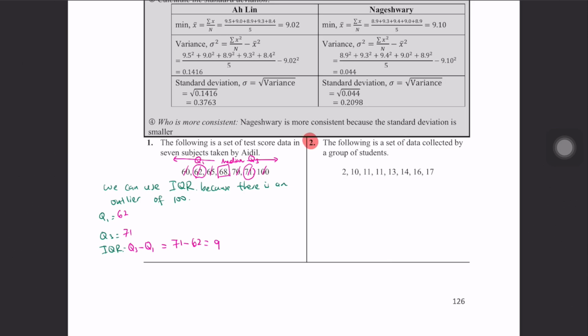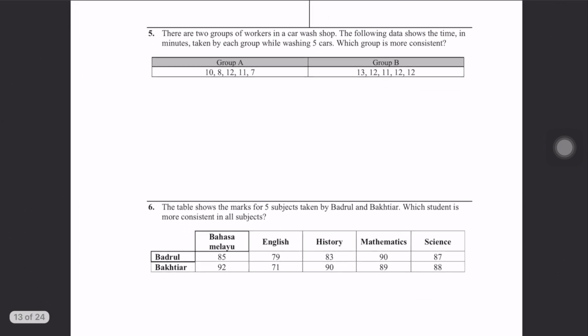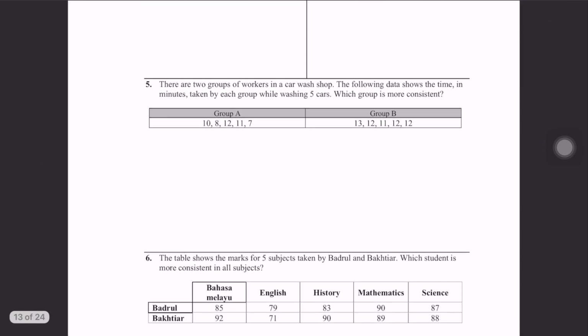Okay, we can try number 2, the same method. Okay, number 3 also the same thing. Okay, it's a clue for you. Okay, so next let's look at number 4, 5 and 6.